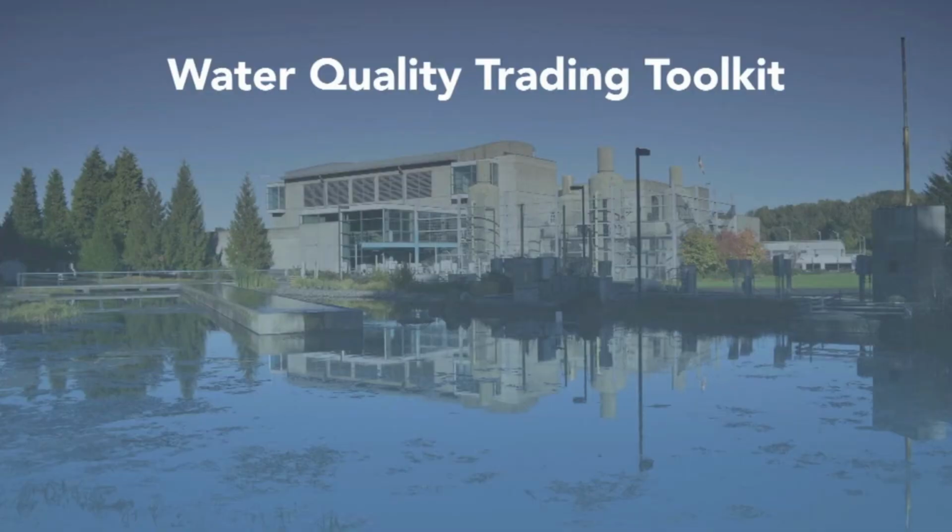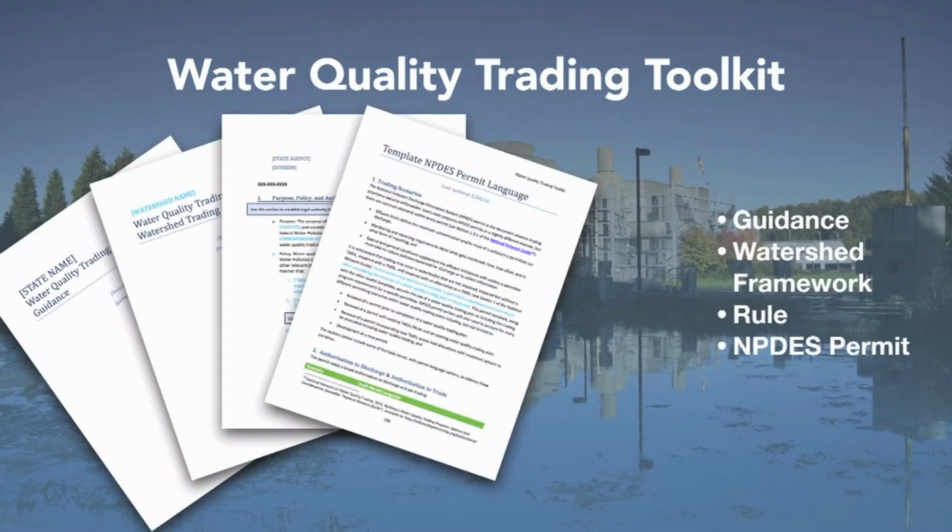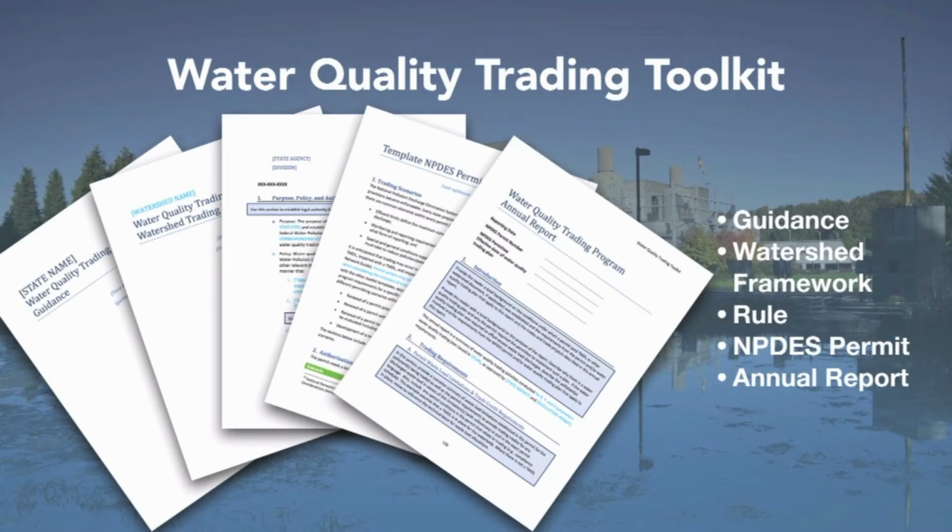Willamette and ACWA developed the Water Quality Trading Toolkit templates to provide a blueprint for states and organizations seeking to create water quality trading programs. They are designed to make it faster and easier for states that choose to use trading to issue policy documents around it. The toolkit consists of 5 templates meant to work in concert with each other: state guidance, watershed framework, state rule, NPDES permit, program annual report.